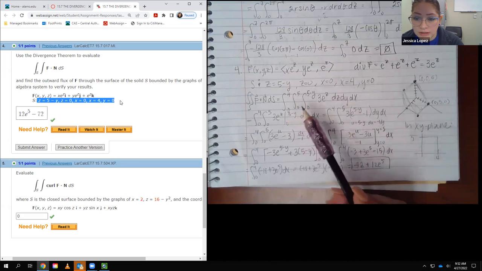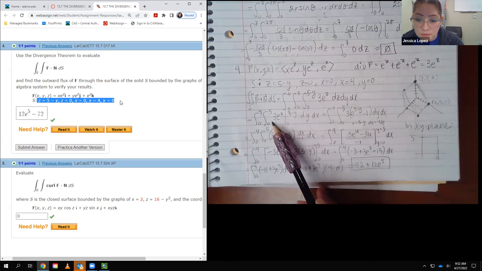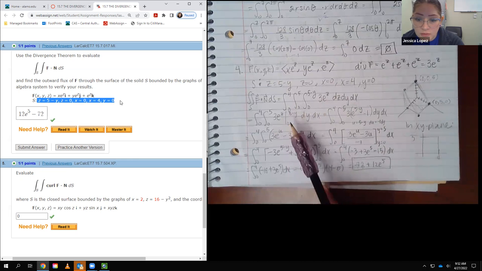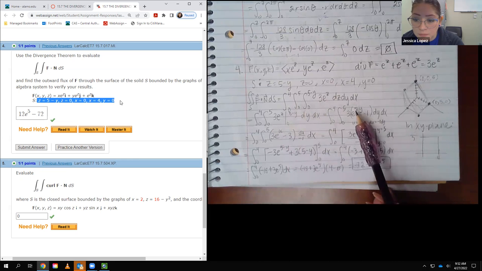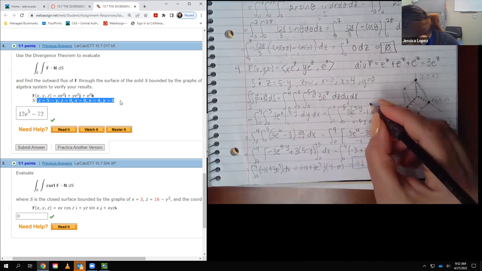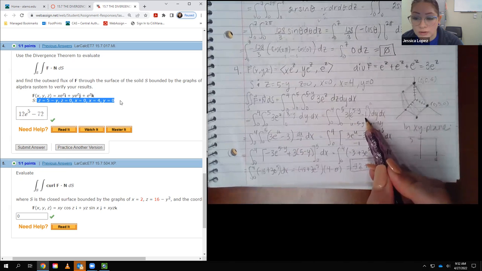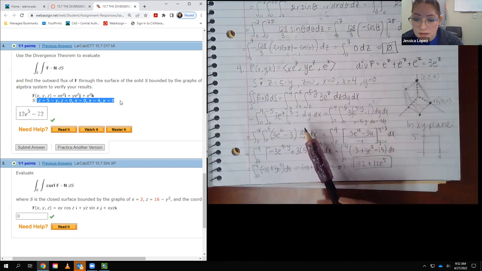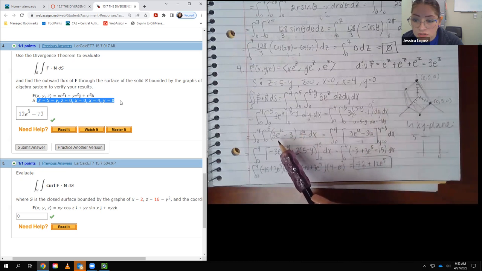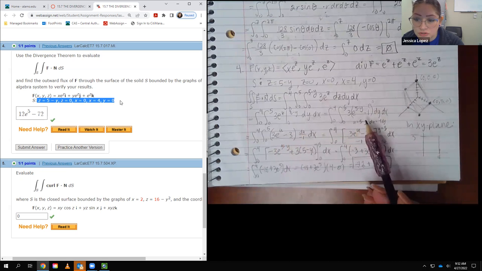Now, when I integrate this with respect to z, it's just e to the z with that constant multiplier. And then when I evaluate these exponents, I end up with e to this and e to the zero. But e to the zero is just one, okay? So then I think I distributed the three and I used u substitution because now I have to integrate this with respect to y.